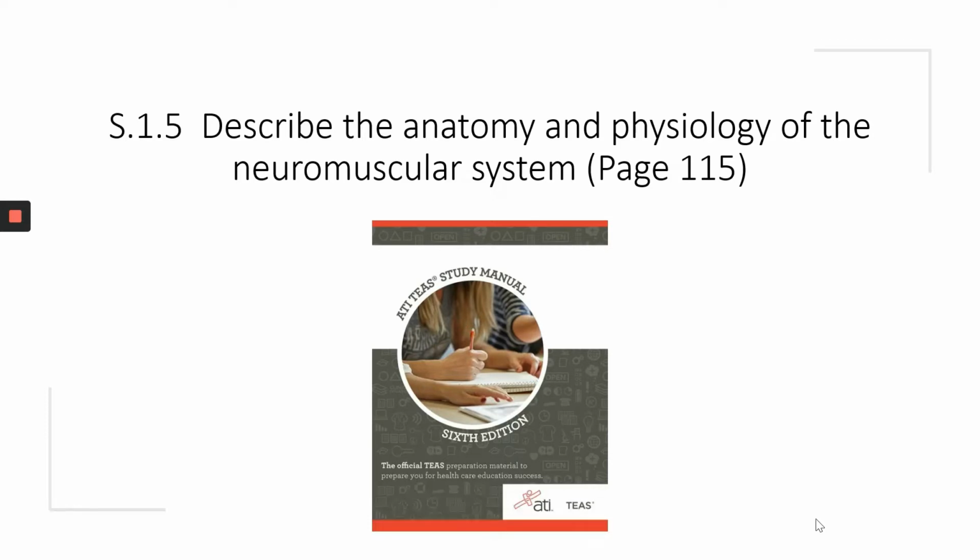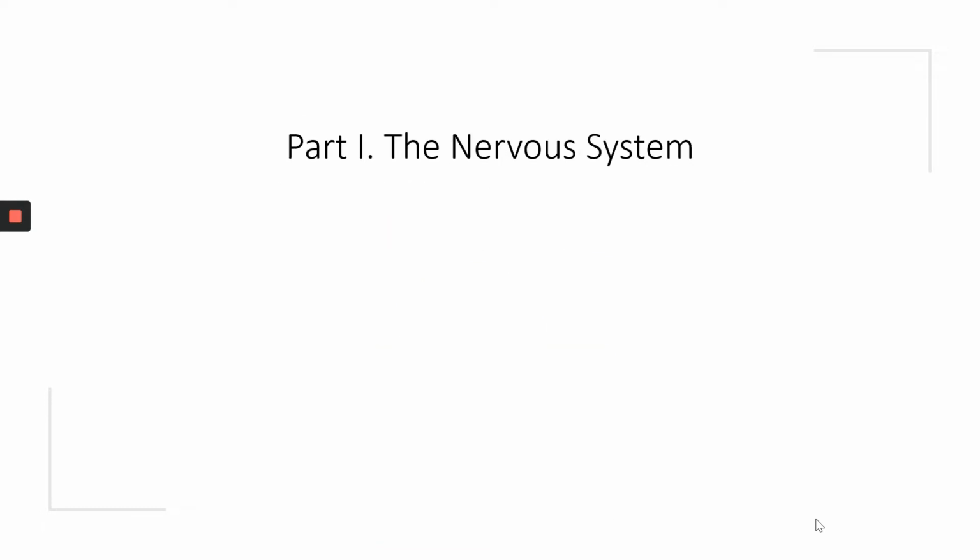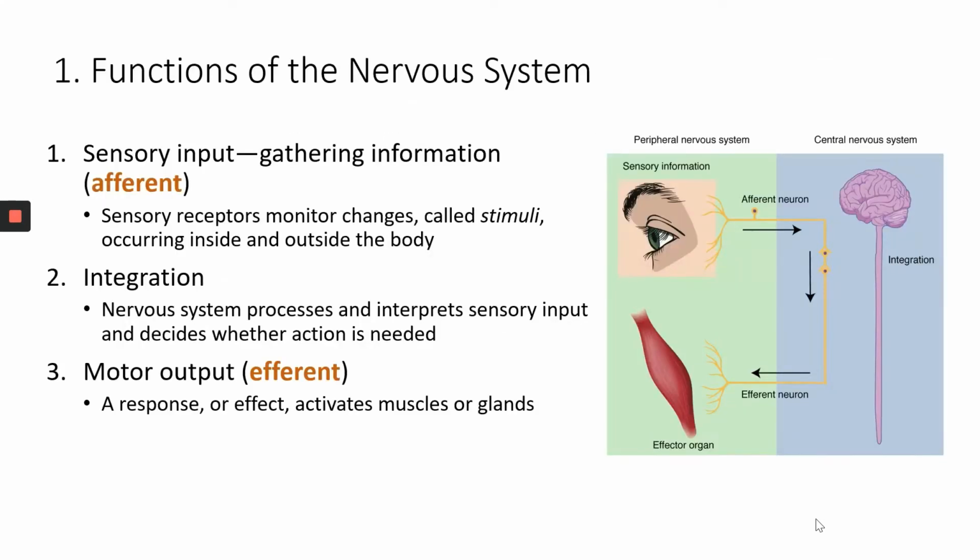Again, you can find the information in the official study manual, and it's going to be on page 115. All right, let's look at the nervous system first. And then we're going to look at the muscular system and how the motor neurons can control muscle contraction. So first of all, you need to have a very good, full picture of the functions of the nervous system. There are going to be some questions, possibly, on the overall functions, and especially the differences between sensory and motor.